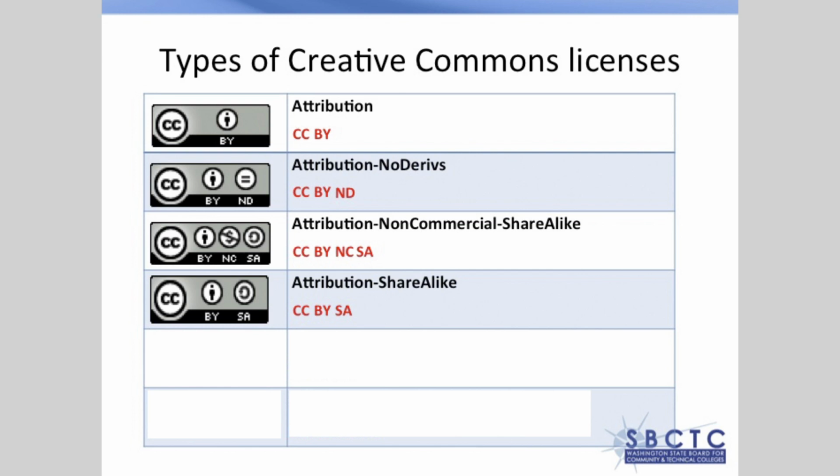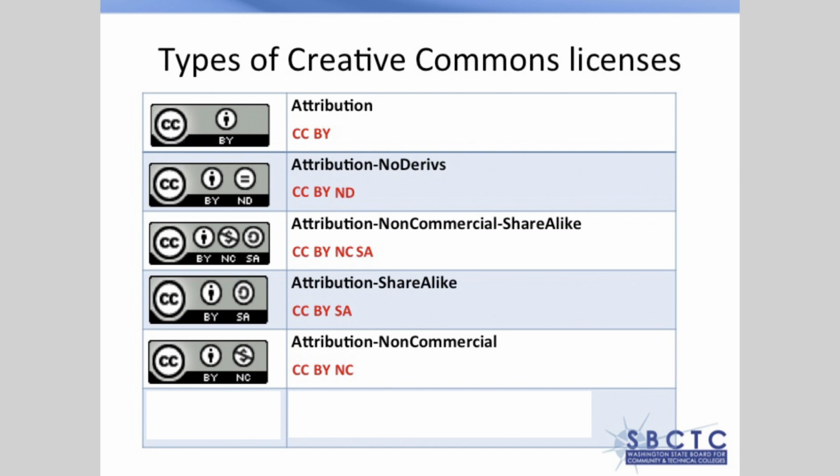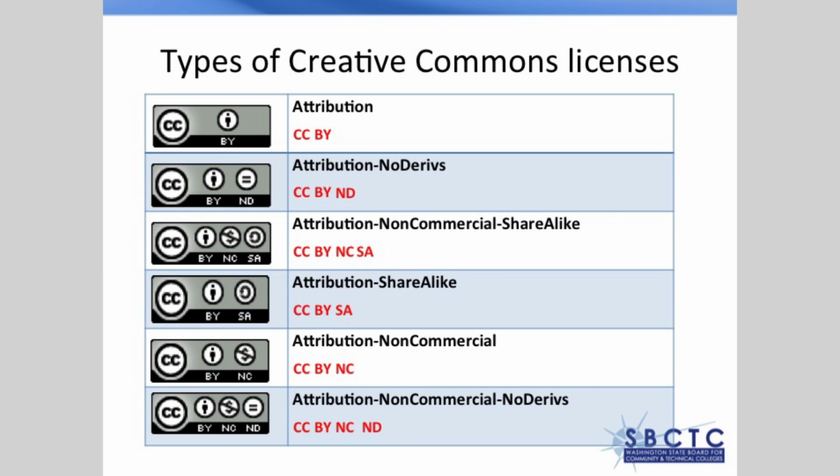Next one, you can take my work as long as you cite me properly, and it needs to be redistributed under the identical terms. Next, you can take my work as long as you cite me properly, and you cannot sell it. And next, you can take my work as long as you cite me properly, you cannot sell it, and you cannot change the content. So it's a really easy concept. Do you notice that all 6 licenses have a common feature in them? What is it? Exactly. That's a common requirement for all 6 Creative Commons licenses.